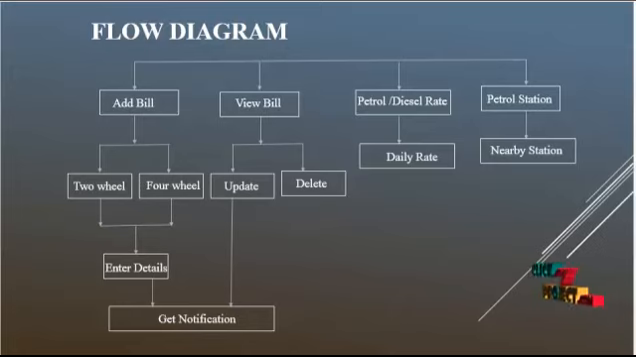Then petrol station. So from the current location of the user, the nearby petrol stations will be viewed in the map, and the locations of the petrol stations will also be displayed, and the list of the results, that is, what are all the petrol stations available near to the user, will also be shown in the map.